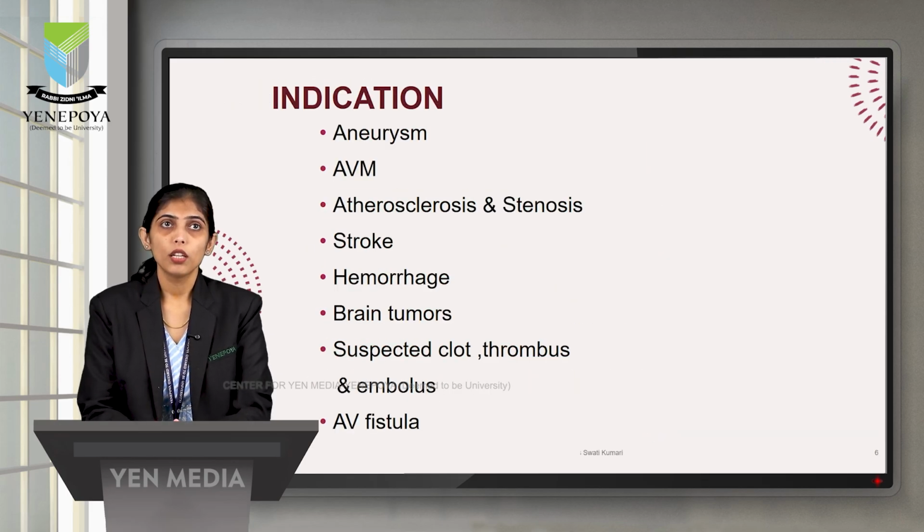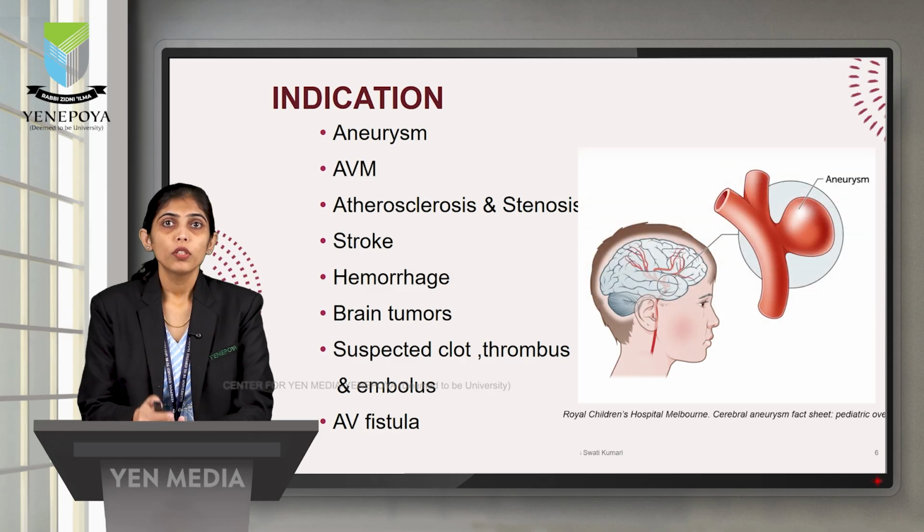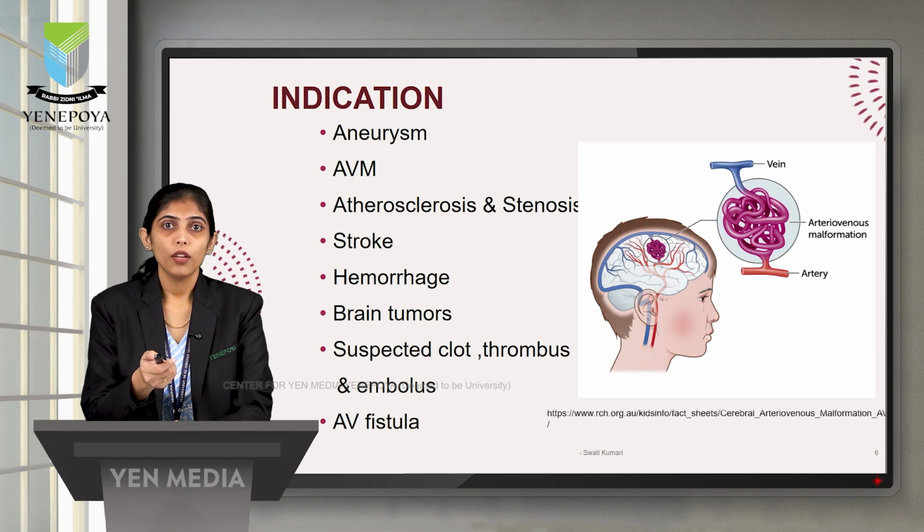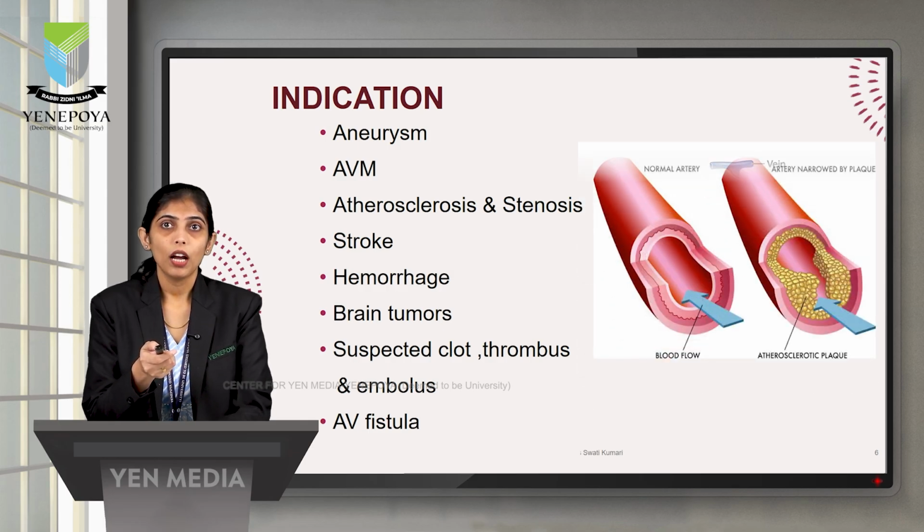So coming to the indications of the procedure, first we have aneurysm, that is the bulging of the blood vessels. Then we have AVM, that is arteriovenous malformation, that is the malformation between the arteries and the veins. Then we have atherosclerosis, that is the plaque formation in the artery.